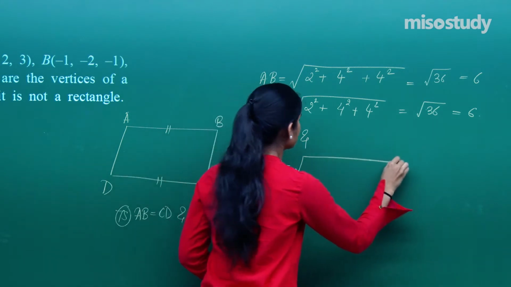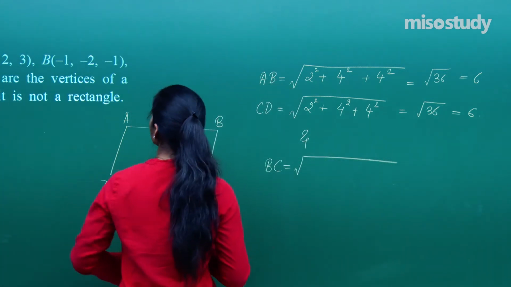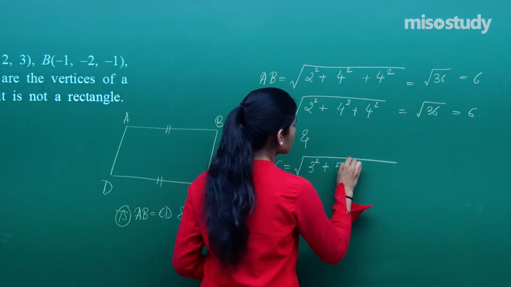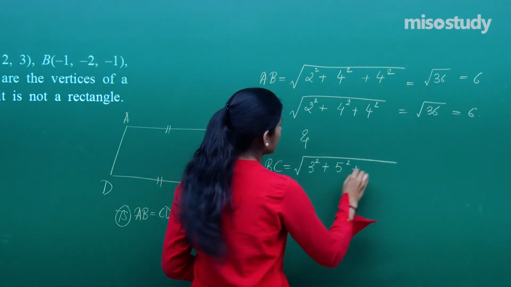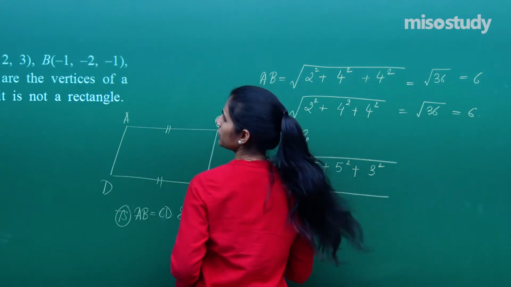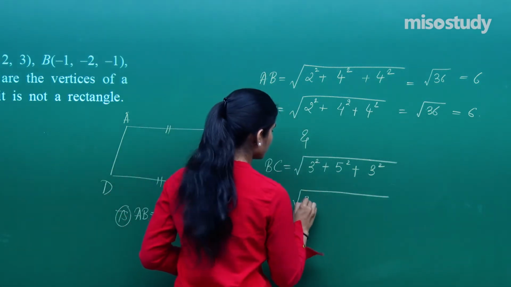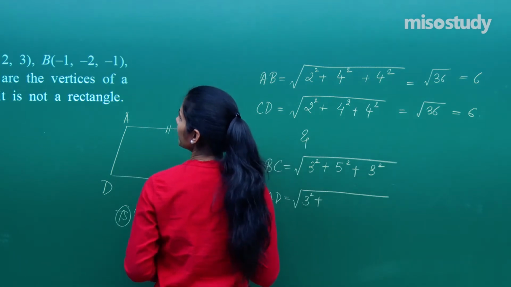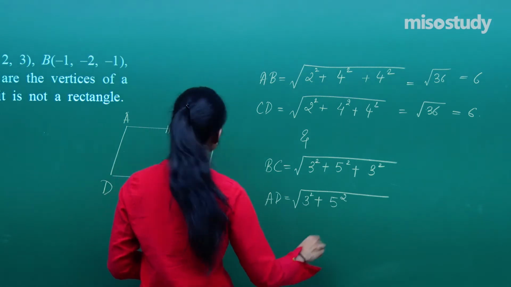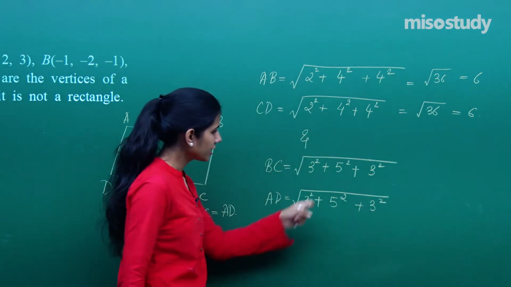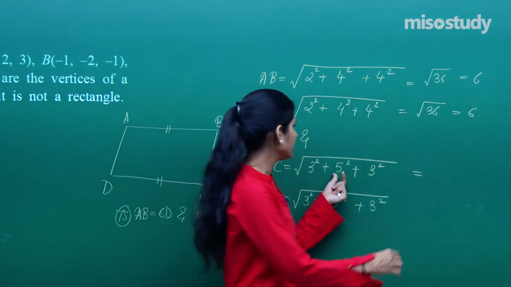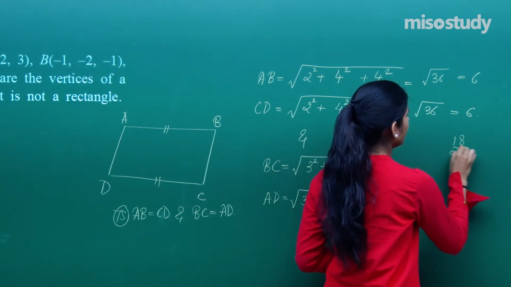BC, if I calculate BC, it is (2 minus minus 1) whole square plus (3 minus minus 2) whole square plus (2 minus minus 1) whole square. And then I have AD to be calculated. AD, (4 minus 1) whole square plus (7 minus 2) whole square plus (6 minus 3) whole square. You can clearly see it's the same. What is 18 plus 25?